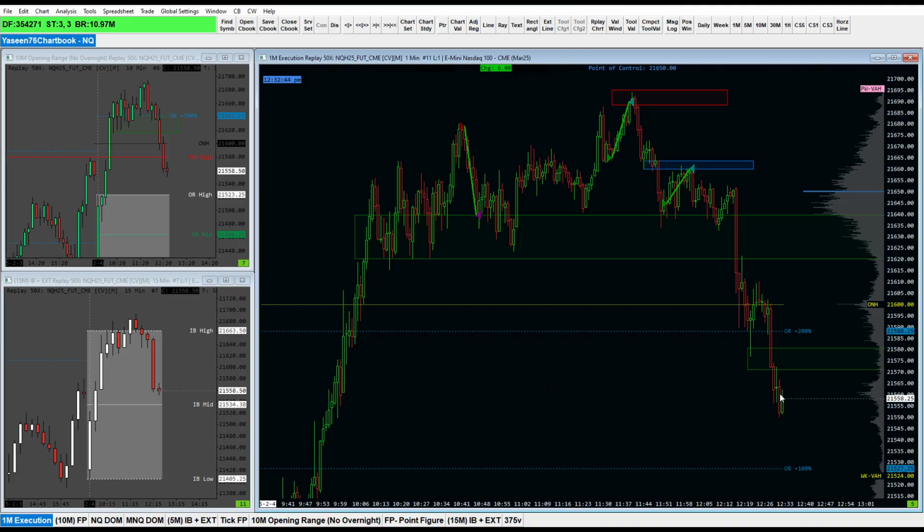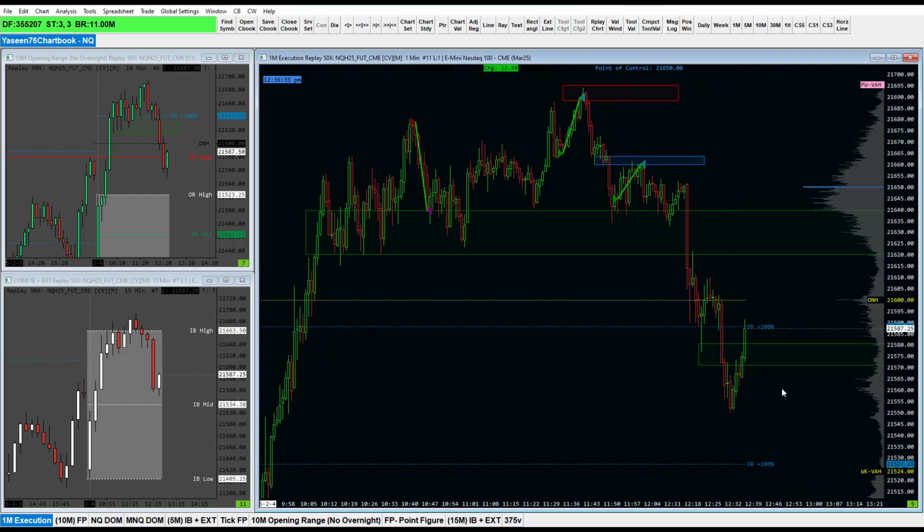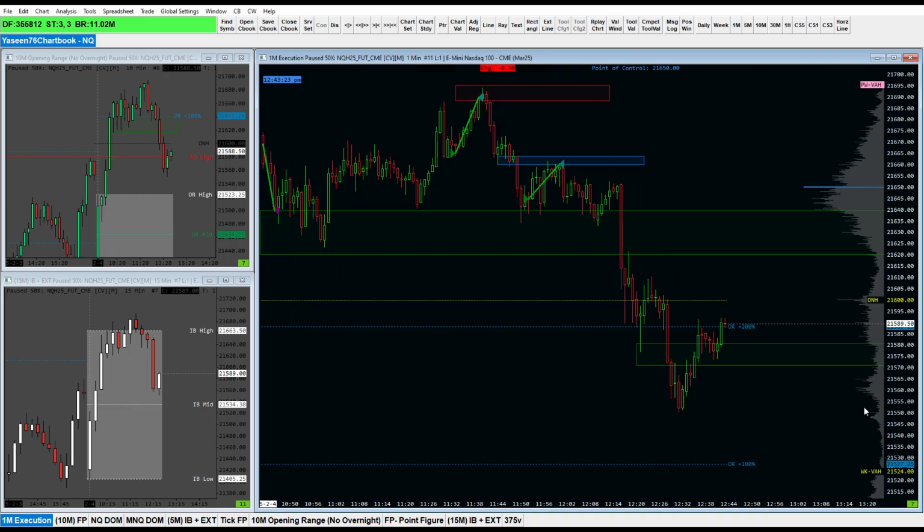So first signs of support in this area. See bouncing. Resistance here. Broke above. So now ideally you'd want this green box to hold so you could kind of guess for a bottom. Green box held right there.